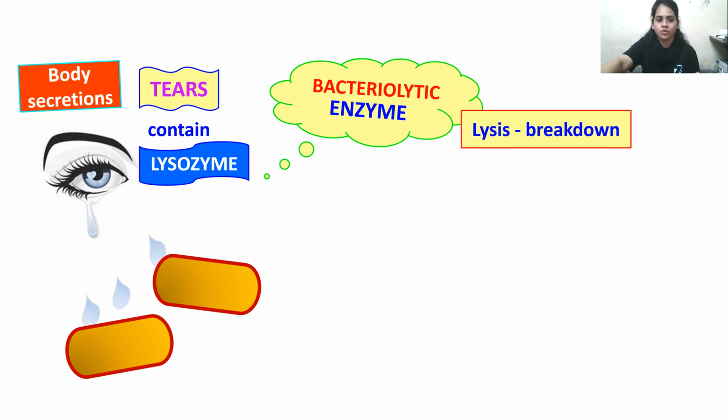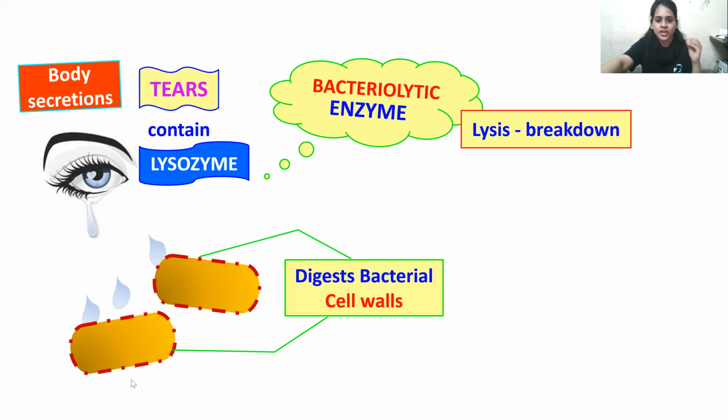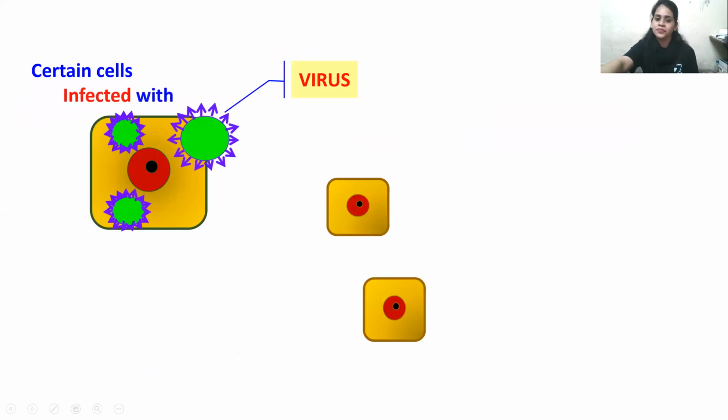So as soon as the tears fall on this bacteria, see the image. As soon as the tears fall on this bacteria, the lysozyme present in the tears is going to digest the bacterial cell wall. What is it going to do? It is going to digest this bacterial cell wall. Can you see it in the image? Yes. So it digests the bacterial cell wall, and it kills the bacteria. Simple.